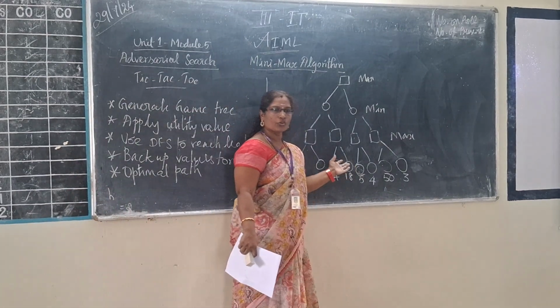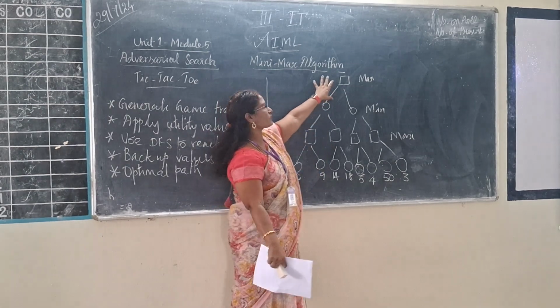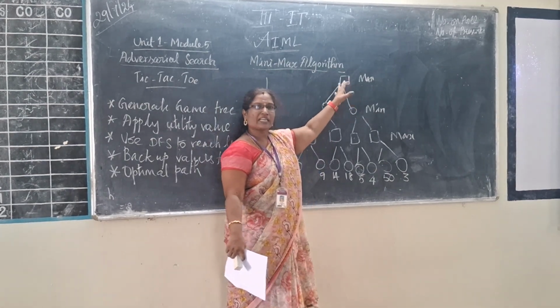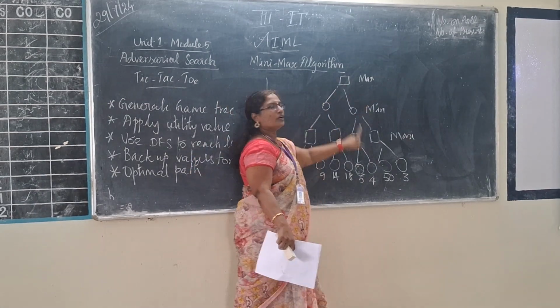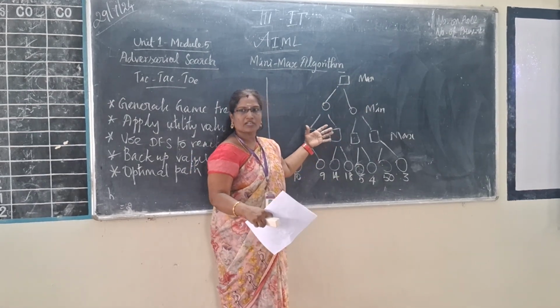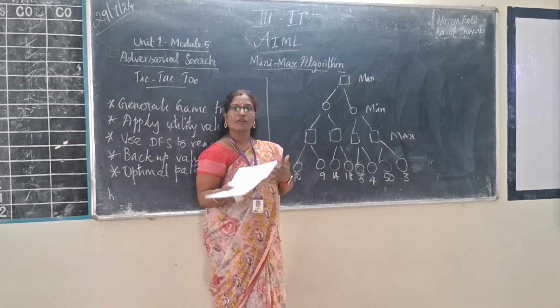What are we supposed to do? What is the objective of this? Finding out the maximum value, because max is my root. In the same way, I can make min also win. Then I would give min as the root, with the other things coming after that, and try to find out the optimal path for min to win.